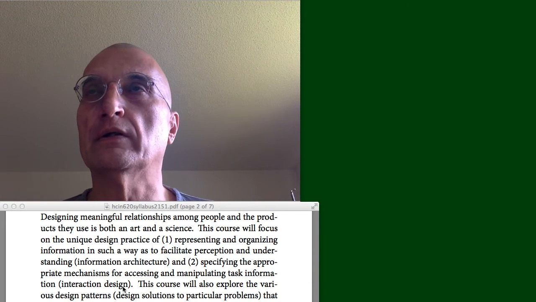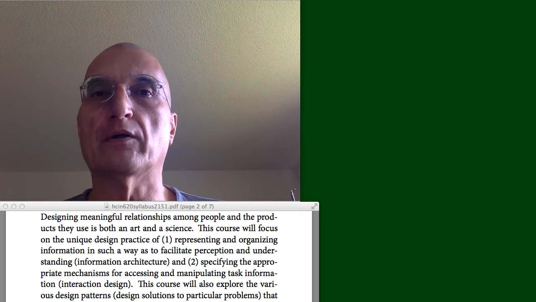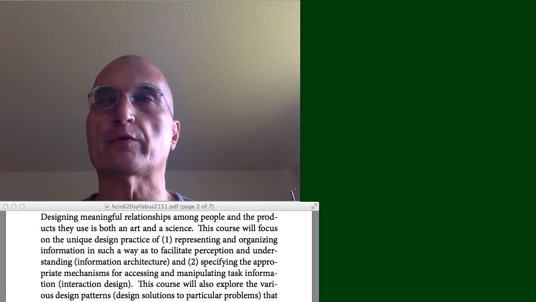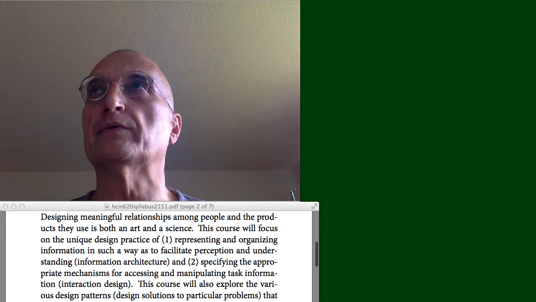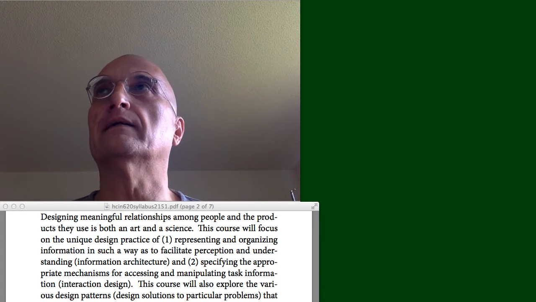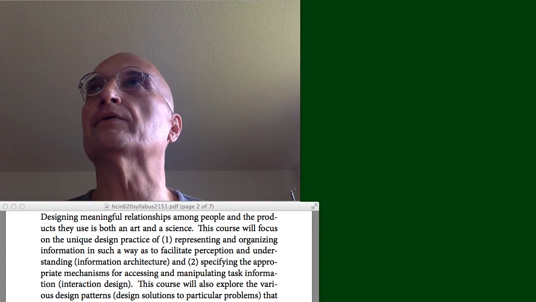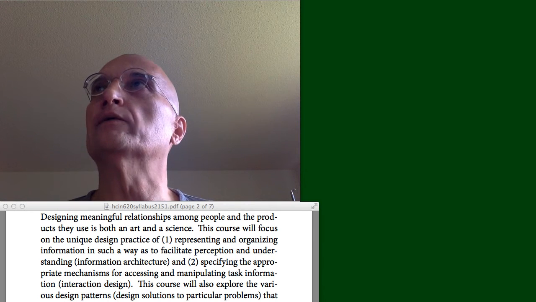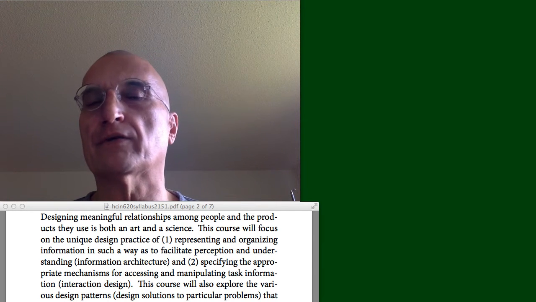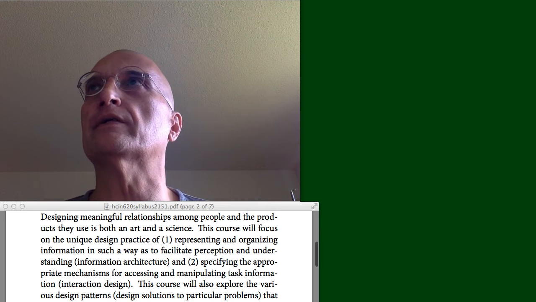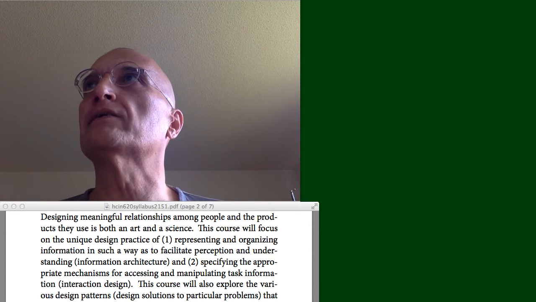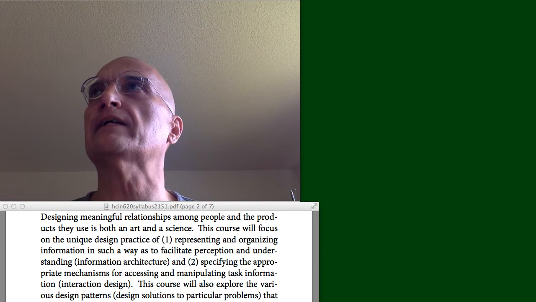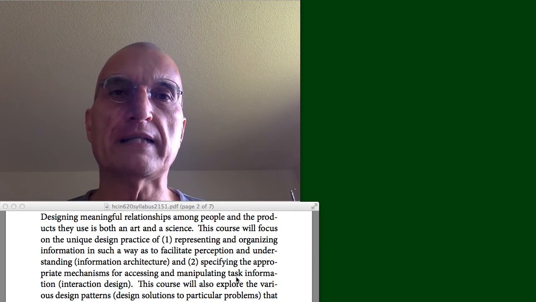This is no longer an okay term to use with a lot of people. It's deprecated in a lot of mainstream HCI communities. Even the guy who coined the term has moved on, and I forgot what he uses now, but he uses different terms now. Specifying the appropriate mechanisms for accessing and manipulating task information: interaction design.